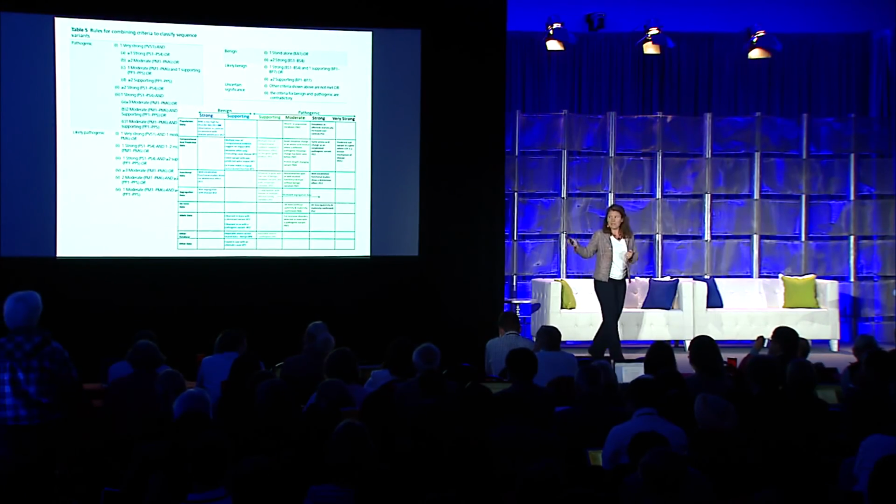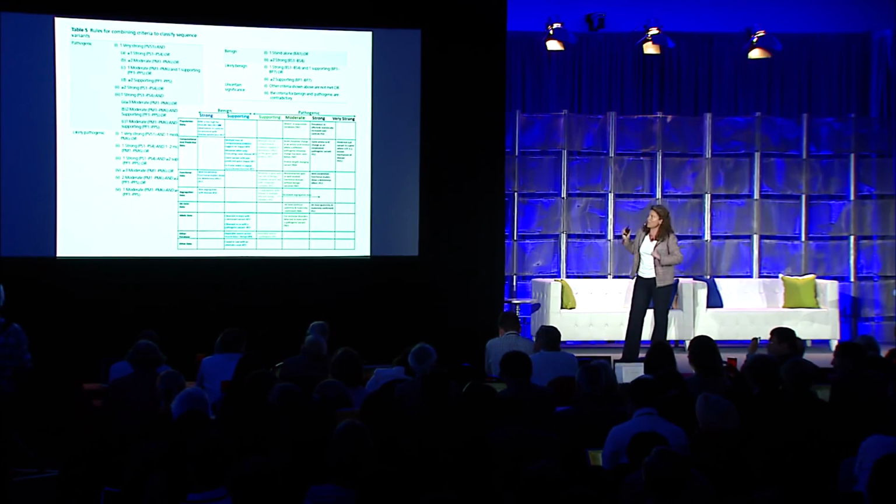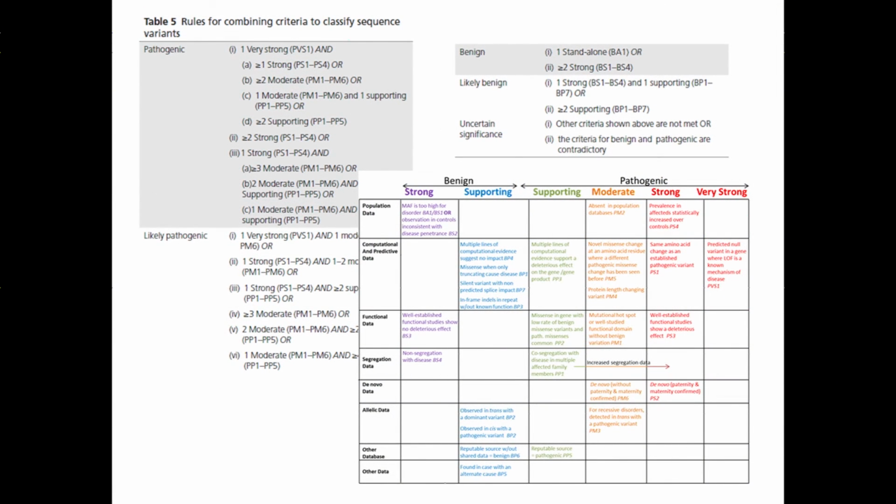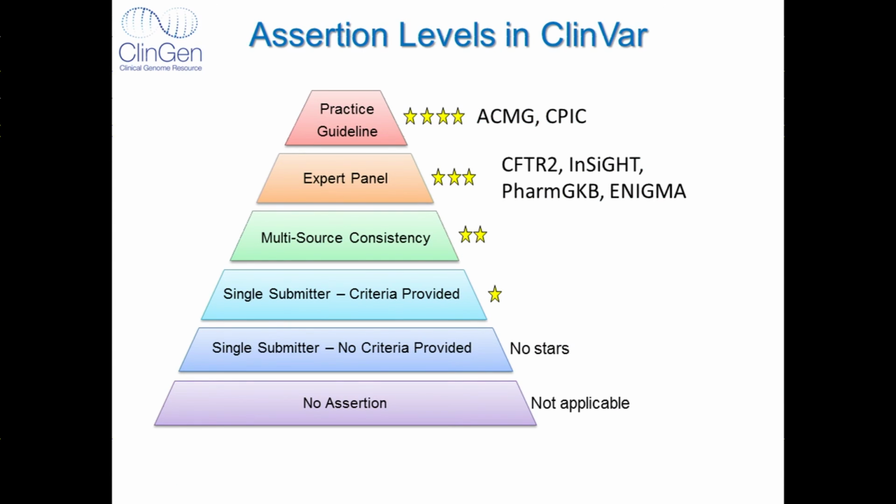ClinGen is now working on really building off of these guidelines, trying to create more quantitative approaches and evidence to support this. But we did at least have a starting point in terms of different types of evidence, how to weight them, how to combine them and come to categories. So we hope this will create more consistency in the community.